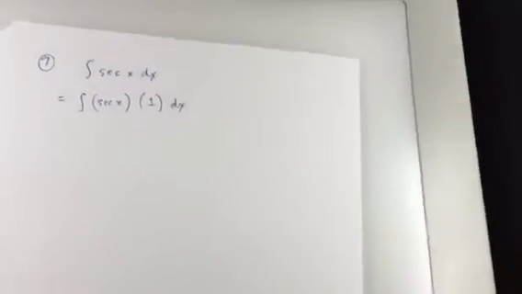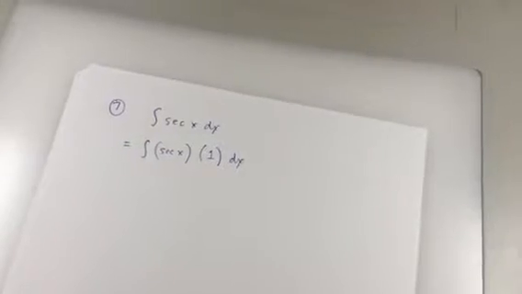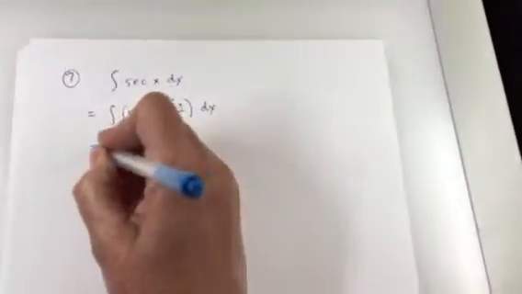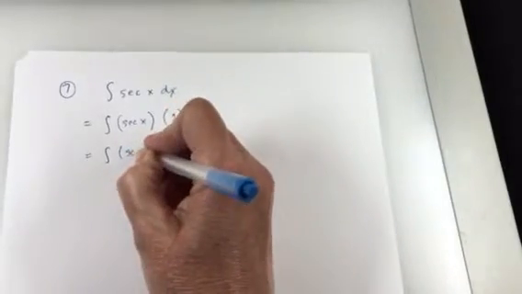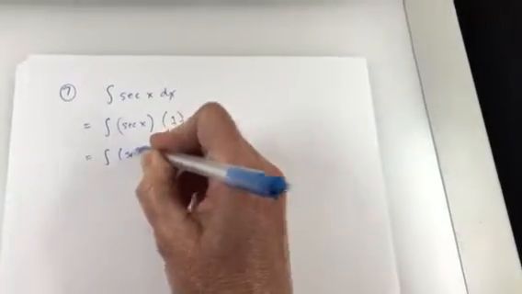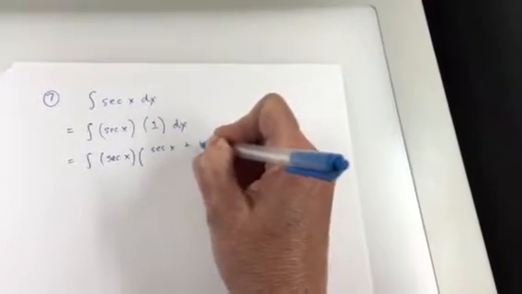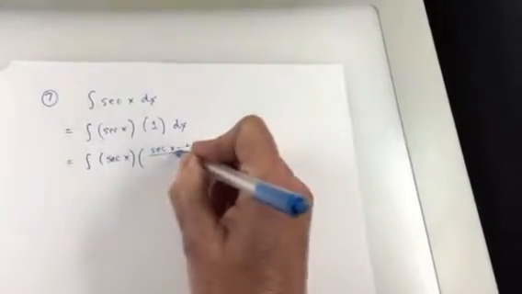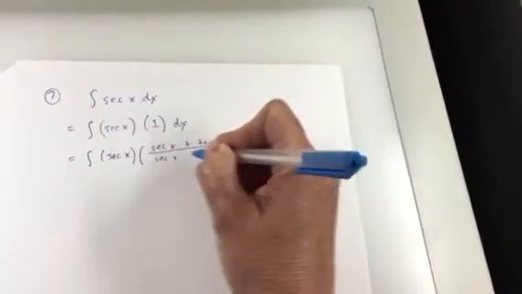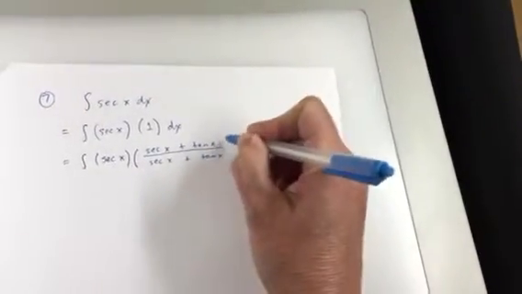1 dx. So I've not changed the problem. Now that 1, I'm going to write it in a creative way. So this will be the integral of secant x times secant x plus tangent x over secant x plus tangent x dx. So I have not changed the problem.